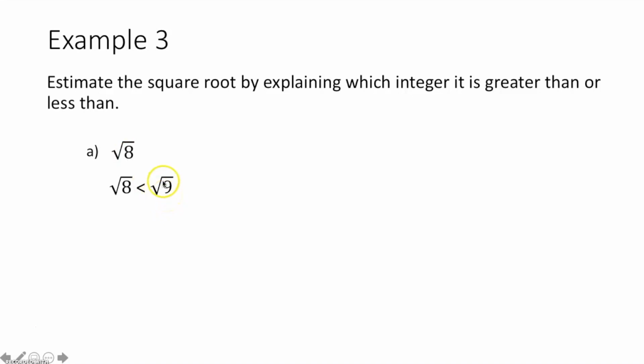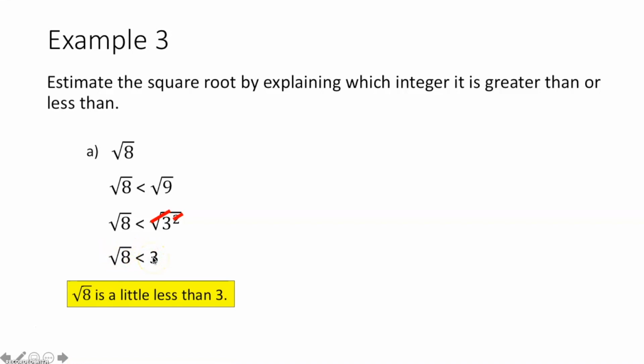9. Now, the square root of 9, we just learned, we can rewrite as 3 squared. Now notice that the radical and the square are inverse operations, so they cancel each other out. That's why we're left with 3. So we know that the square root of 8 must be a little bit less than 3. That's how we work on estimating square roots.